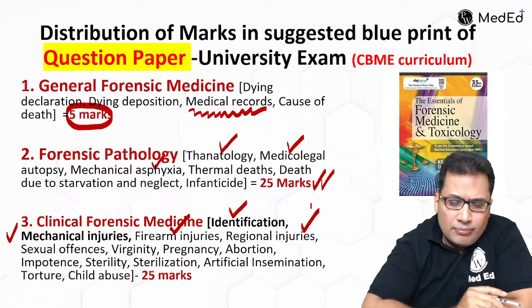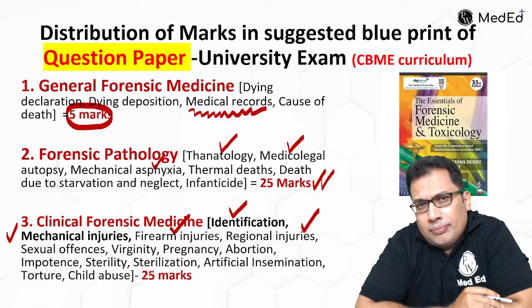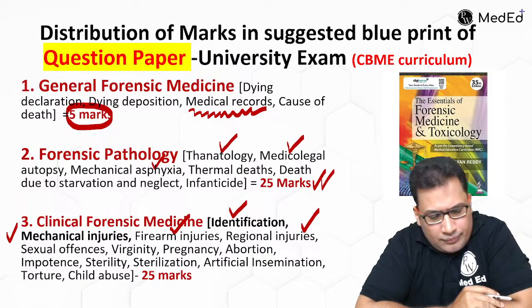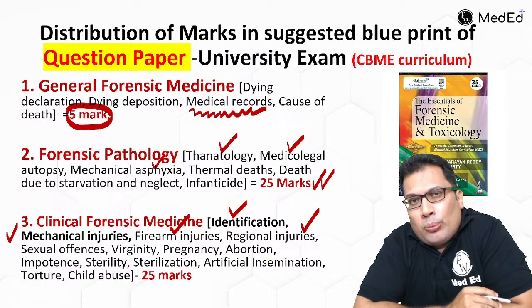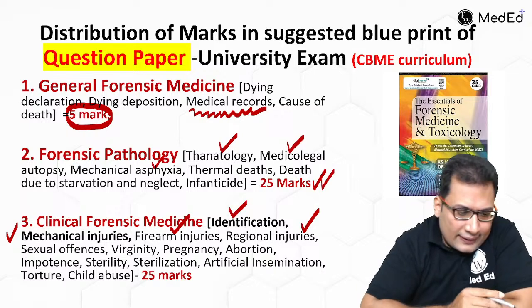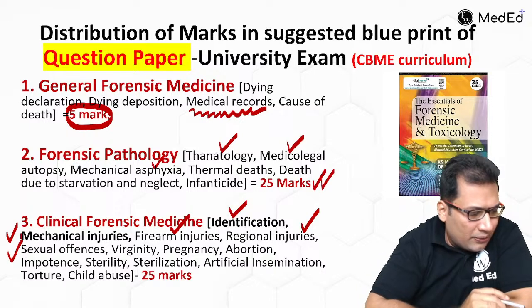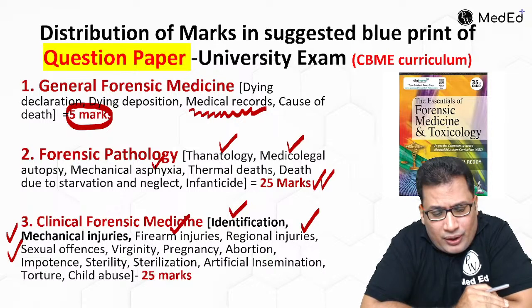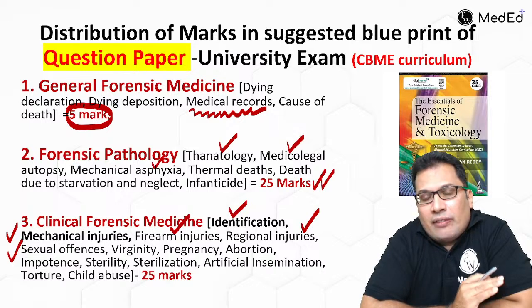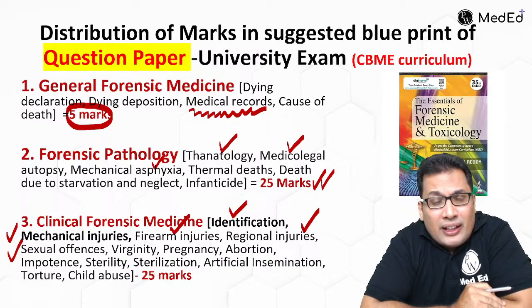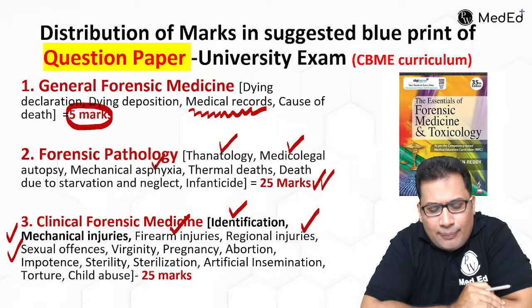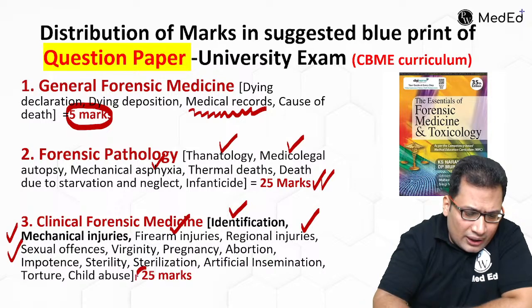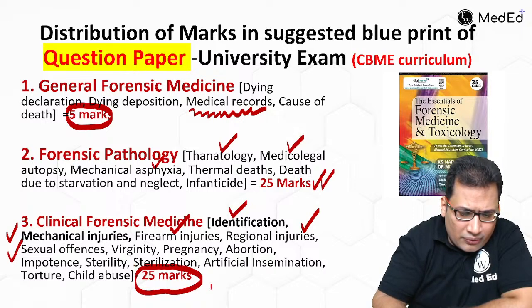Regional injuries, skull fractures, Pape's rule, hemorrhages, extradural hematoma, subdural hematoma, all this. Then come sexual offenses, one very important topic in forensic medicine, which comes under clinical forensic medicine. So define rape under 375, or what is the definition of rape as per BNS, Bharatiya Nyaya Samhita? Virginity, pregnancy, abortion, impotence, sterility, sterilization, all this comes under clinical forensic medicine, around 25 marks.